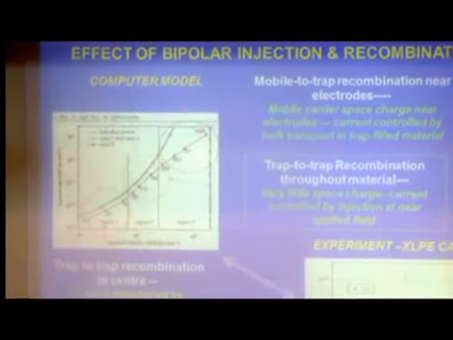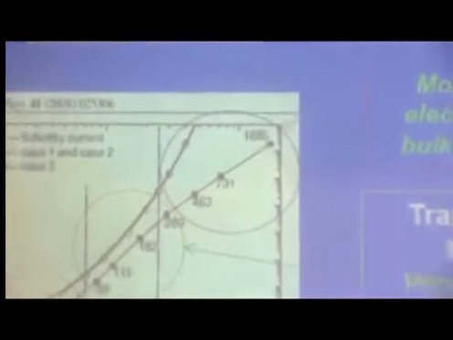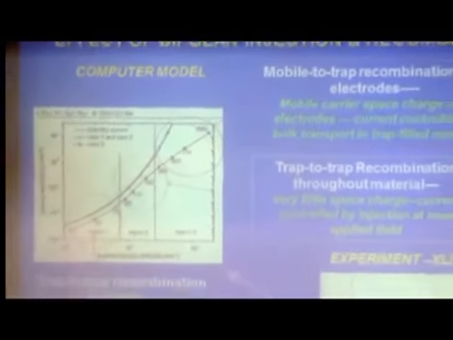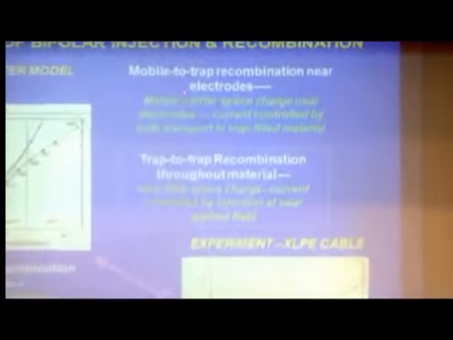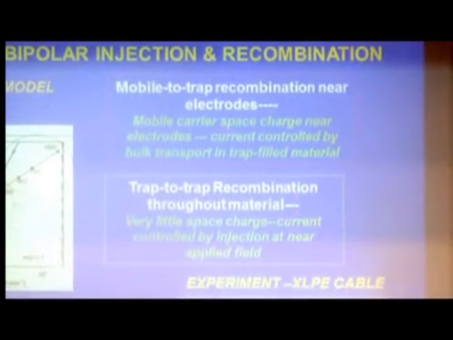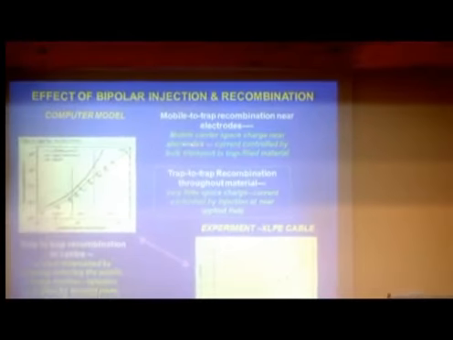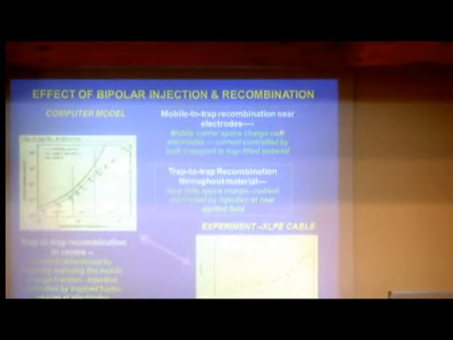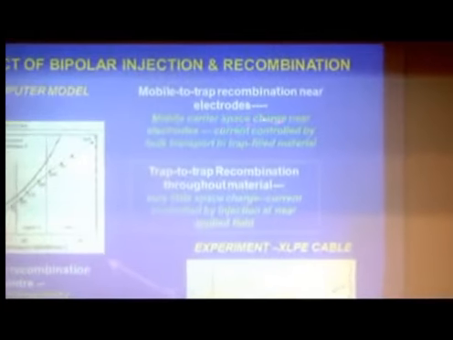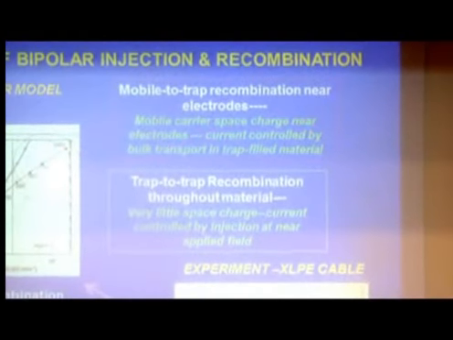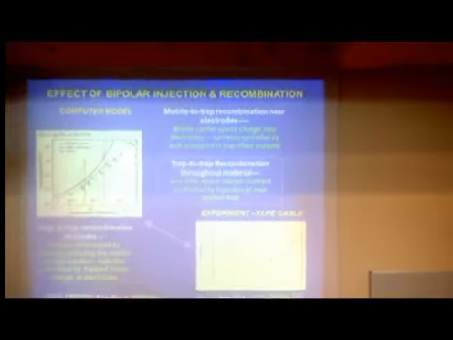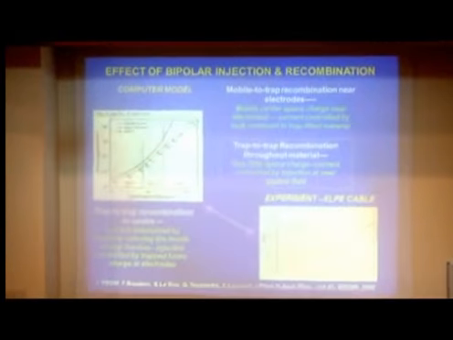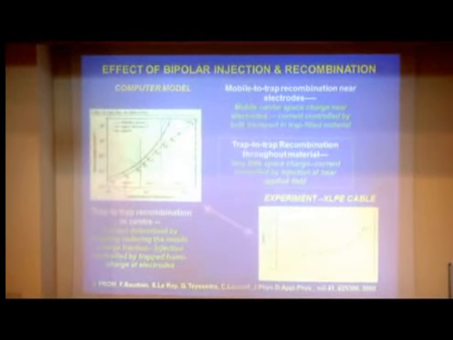In here, the injection is so high that near to the electrodes we've filled the traps. The current is being carried by the mobile fraction near to the electrodes. The current is controlled by the bulk trap transport in a nearly trap-filled material. I talked to Christian about this, and he says it's not quite trap-filled, it's heading towards trap-filled behaviour.